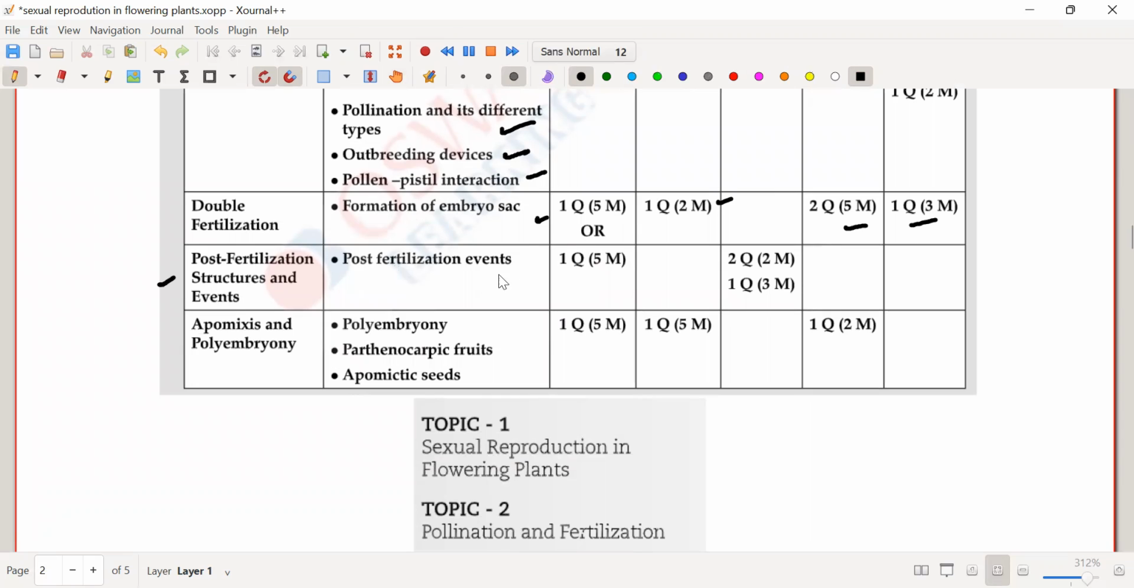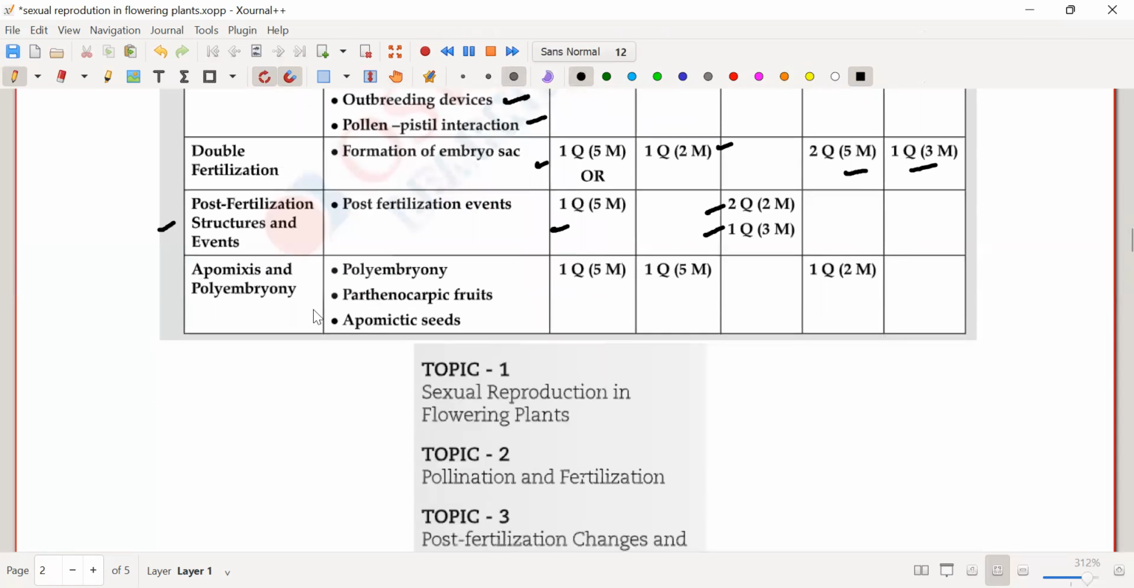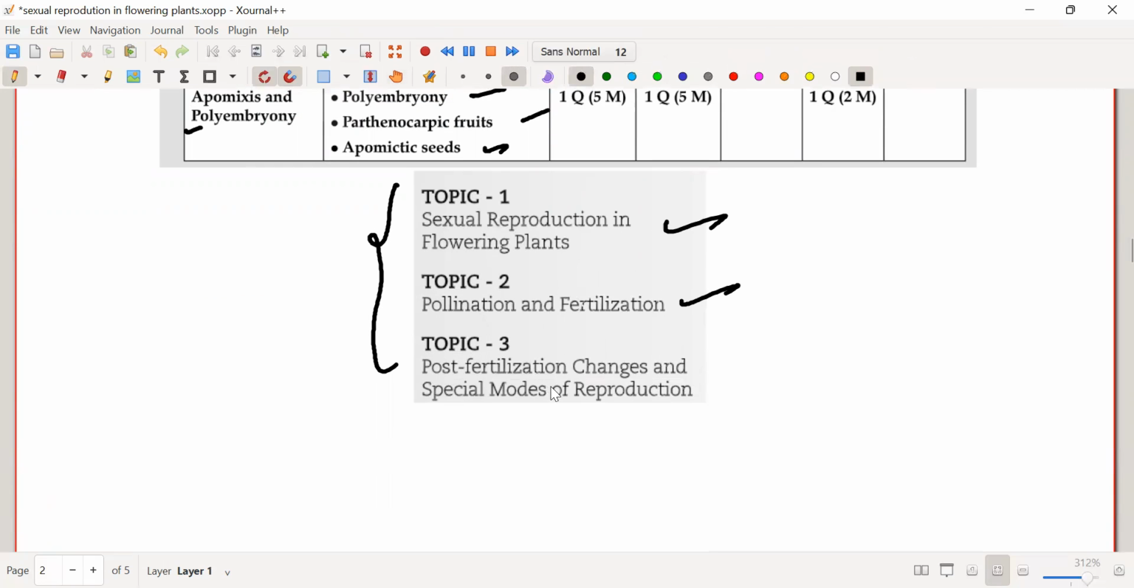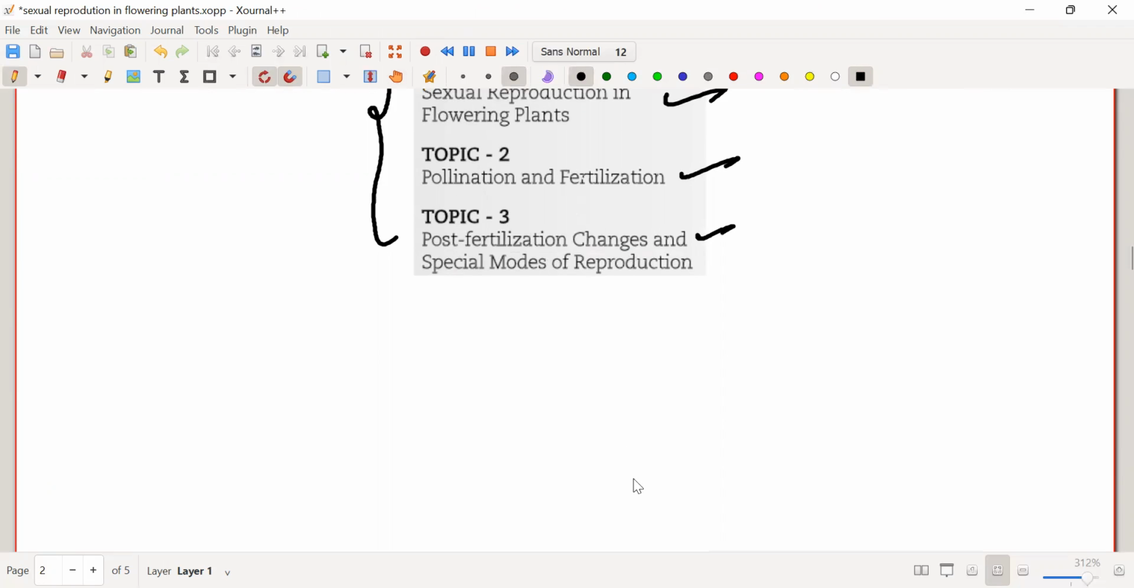Then what are the post-fertilization structures? 2 marks and 1 mark. Apomixis and polyembryony. What is polyembryony? Parthenocarpic fruits and apomictic seed. What are apomictics? This lesson is divided into 3 parts. Topic 1, sexual reproduction in flowering plants. Then topic 2, regarding pollination and fertilization. And topic 3, post-fertilization changes and special modes of reproduction.